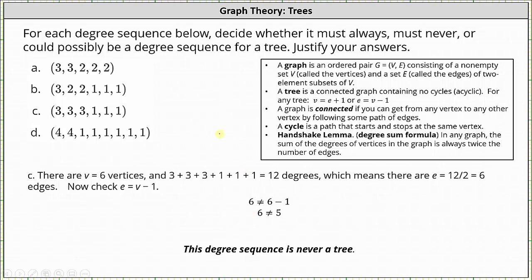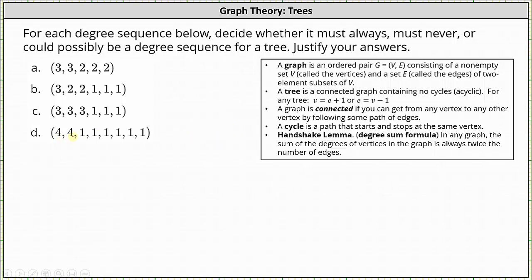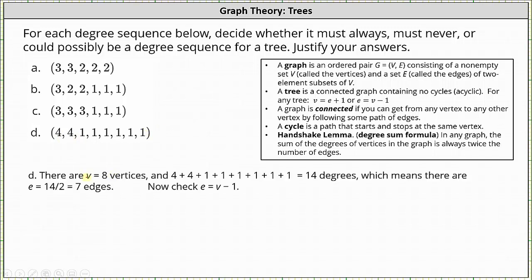And now let's check D. There are 8 degrees in the sequence, indicating there are 8 vertices. The degree sum is 14, indicating there are 14 divided by 2 or 7 edges. Now we check the equation E equals V minus 1, which in this case is true. 7 equals 8 minus 1. So because the equation is true, we now have to check some graphs. Let's first form a graph that is a tree using the degree sequence.